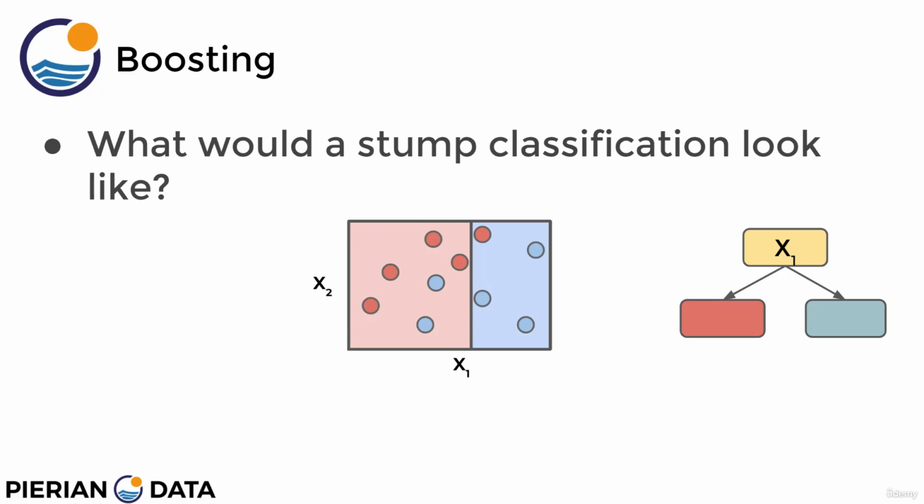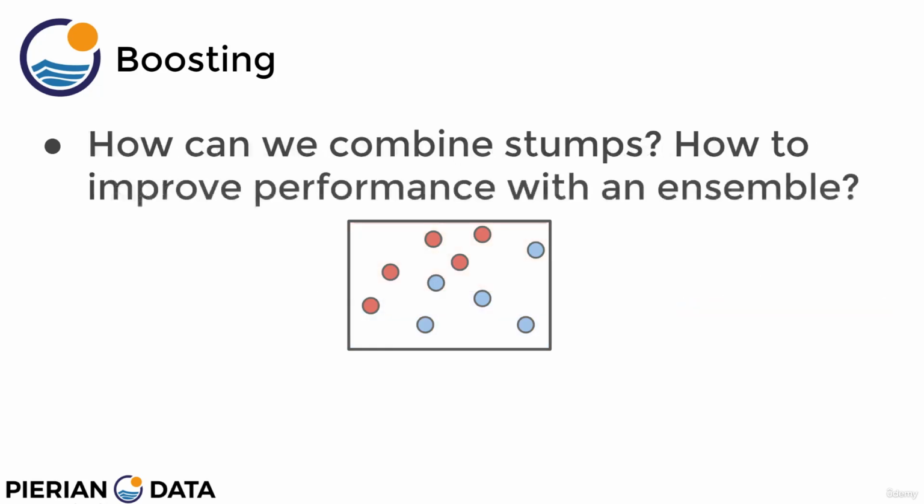And you can see clearly there are misclassifications. Two blue are getting misclassified and one red is getting misclassified. Or perhaps you take a look at the x2 feature, in which case you're still performing misclassifications, one red and two blue here. So what we want to be able to do is build up multiple stumps and then apply a weight to them and try to combine them to be a more powerful model. So the question is, how can we actually combine these stumps and improve performance with an ensemble of weak learners?